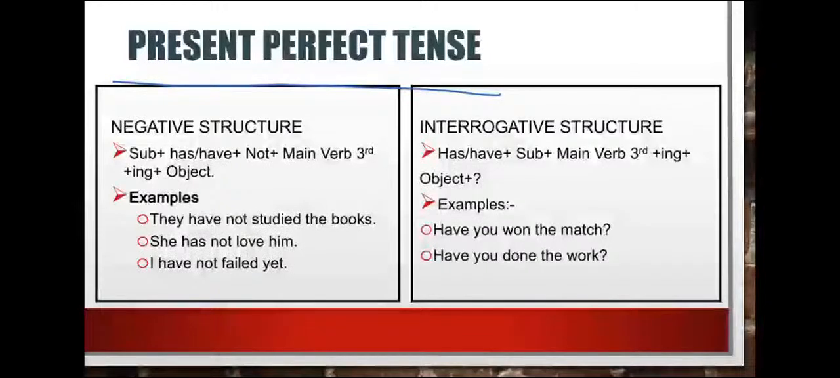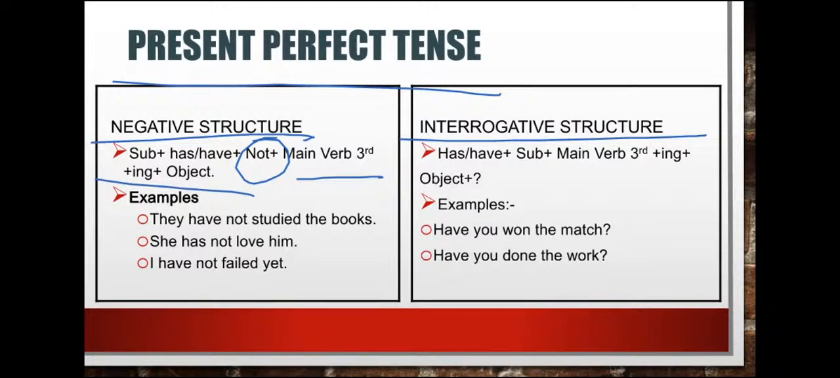Now, present perfect tense again, the negative and interrogative structure. In negative, we are adding not right here: subject plus has or have plus not plus the third form of the main verb plus object. Examples: they have not studied the books. She has not loved him. I have not failed yet because I'm on the way.